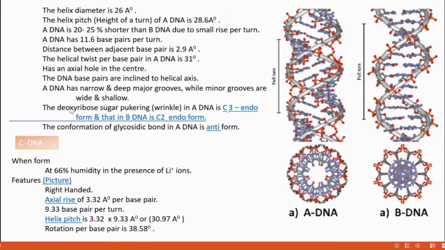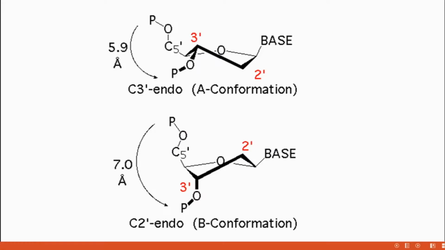Then the next point, the deoxyribose sugar puckering. Puckering means wrinkling. We know that the sugar moiety is present in the double helix, and that sugar moiety has a wrinkling. In A-DNA, that wrinkling is of the C3-endo form. But in the case of B-DNA, that puckering is the C2-endo form. We are going to understand what C3-endo and C2-endo are. I will show you a picture.